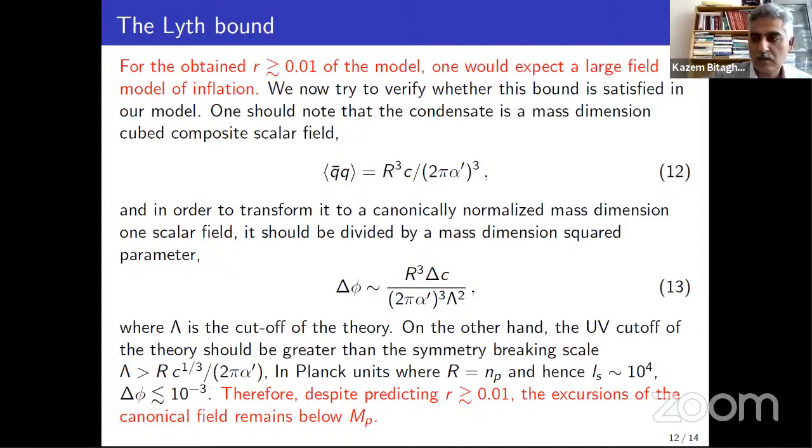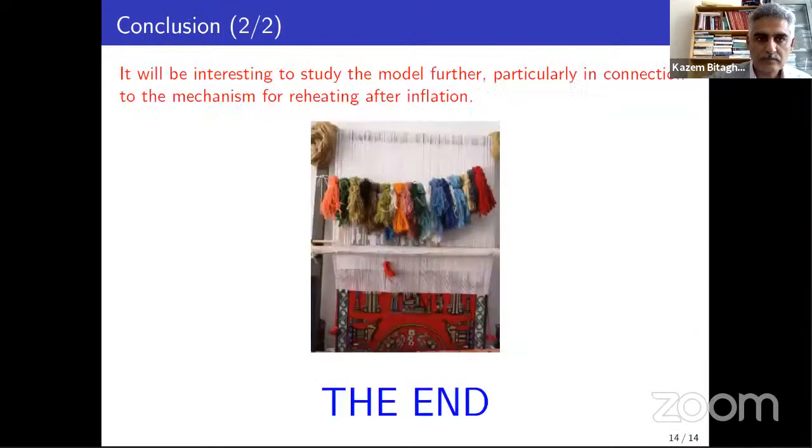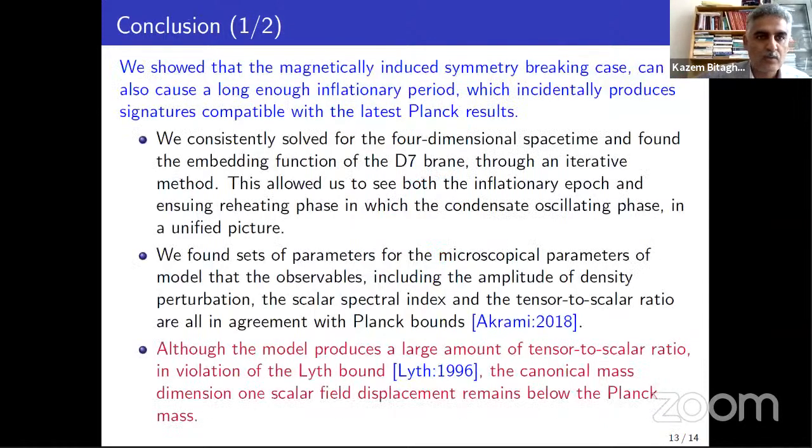Okay, I'll go to the conclusions. We showed that the magnetically induced symmetry breaking case can also cause a long enough inflationary period, which incidentally produces signatures compatible with the latest Planck results. We consistently solved for the 4-dimensional spacetime and found the embedding function of the D-brane through an iterative method.